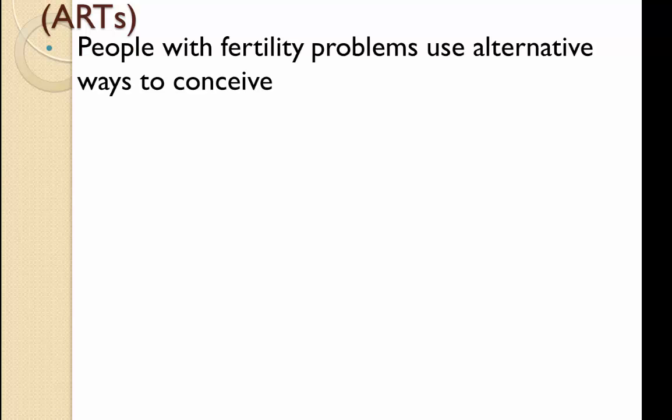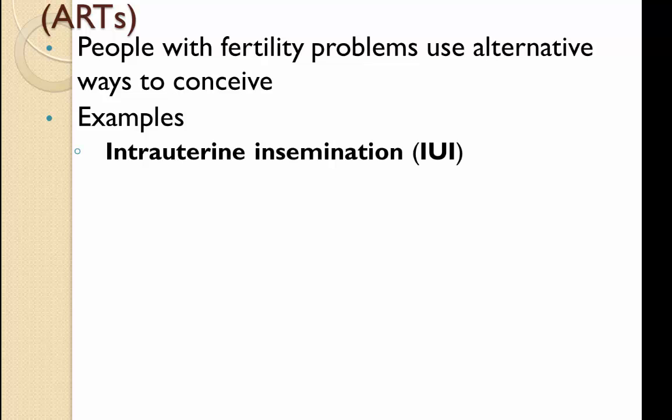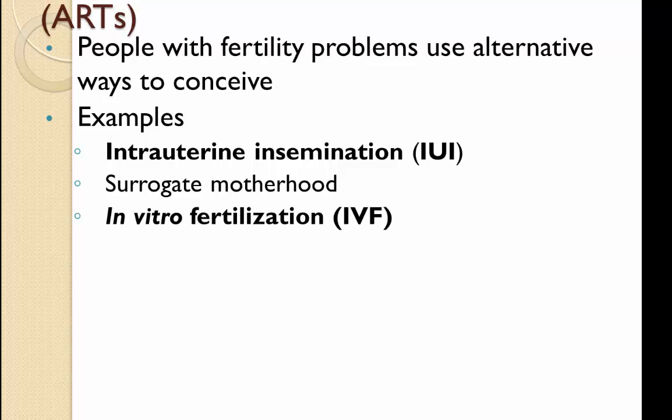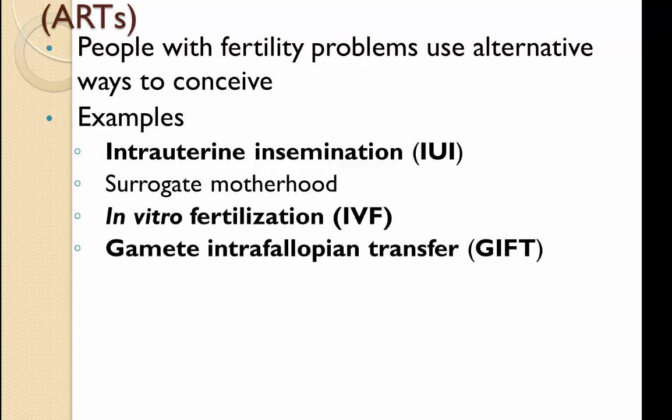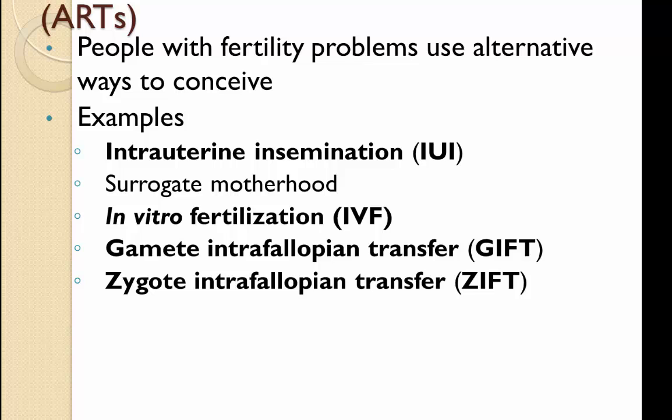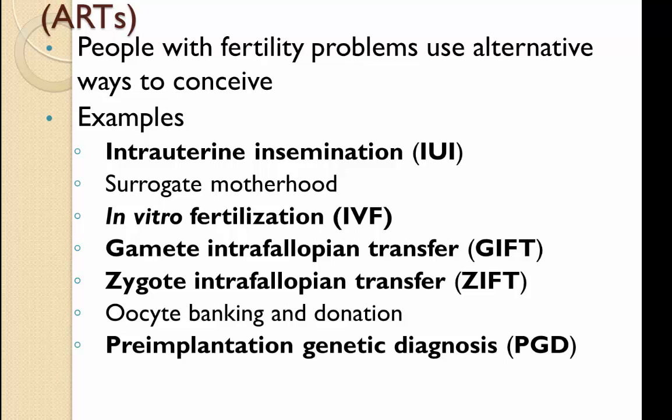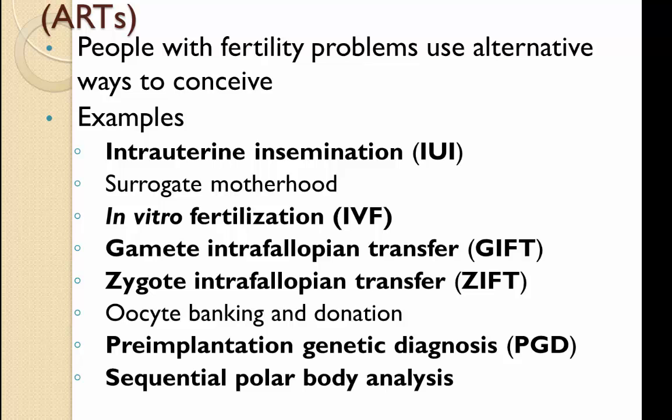Then we have some assisted reproductive technologies, or ARTs. People use these if they have fertility problems, and this is a way for them to be able to conceive. Some examples include intrauterine insemination, surrogate motherhood, in vitro fertilization, gamete intrafallopian tube transfer, zygote intrafallopian tube transfer, banking of your eggs, either to use at a later date or to donate to someone else. And during this process, you can get some pre-implantation genetic diagnosis done. And you can have sequential polar body analysis.